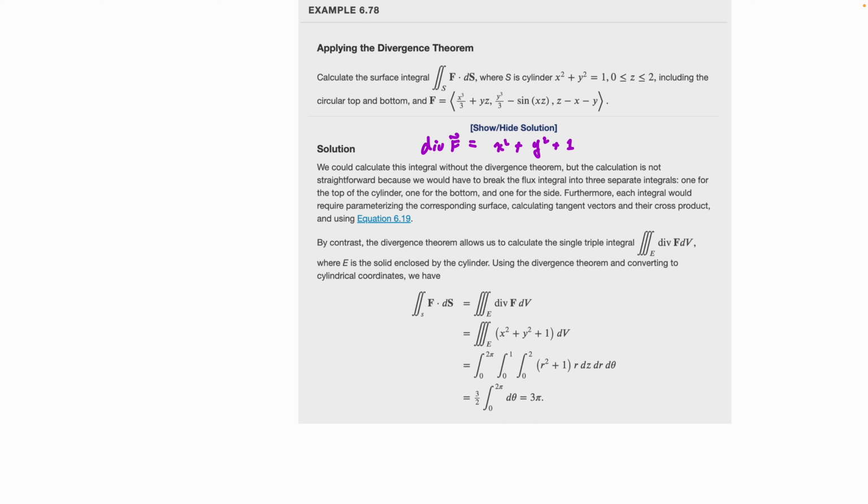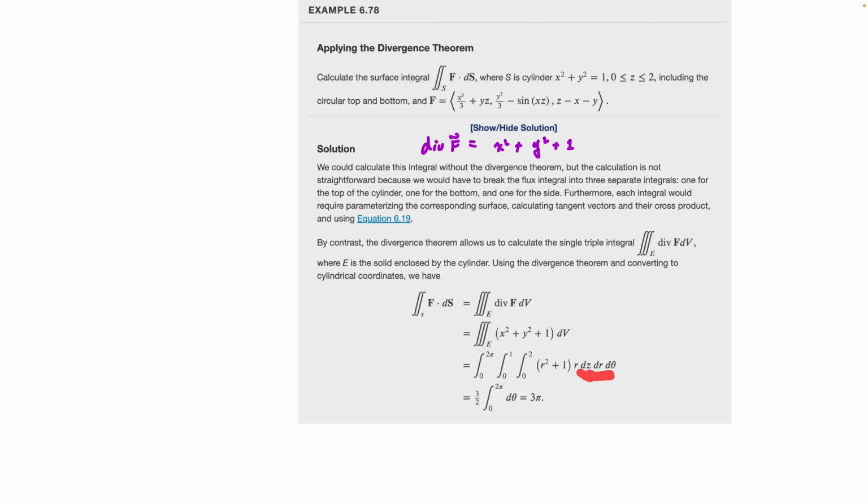And again, I'm pointing out very strenuously that you have to have the right conditions. It's a surface integral, but you need the surface to be closed. So it does have walls, and then it has a top and it has a bottom. So it is indeed closed, and it therefore encloses a solid E. So then we have the triple integral, where the integrand is going to take this nice form here, and we can go ahead and evaluate that.